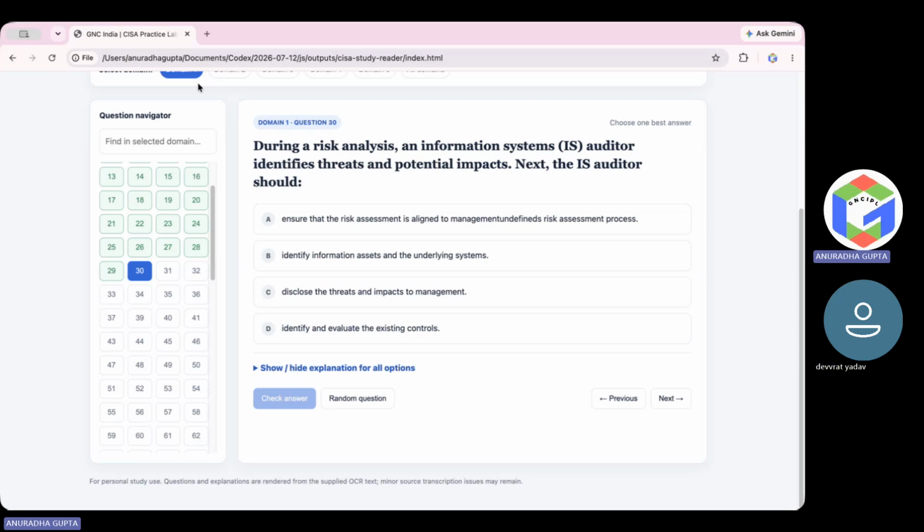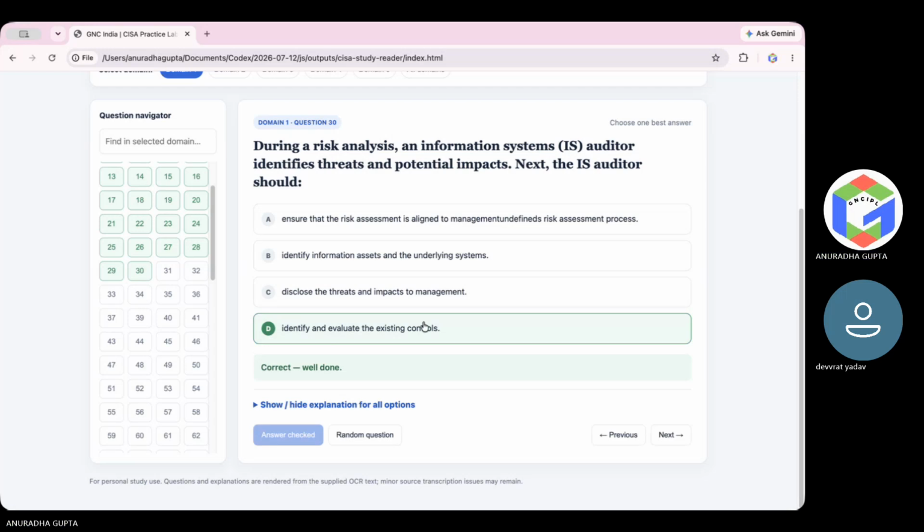So after identifying the threats, our next step would be to identify and evaluate the existing controls. Once we evaluate the control, our next step would be to implement those controls. So I think this would be the best answer. Yes, it is. We can directly go to next.